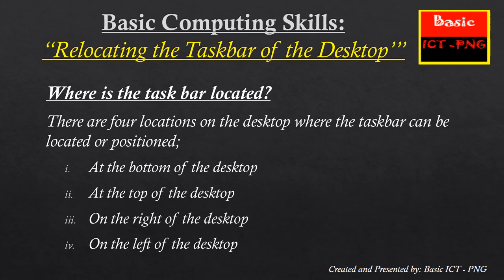The next thing we need to know about the taskbar is to know the location of the taskbar. Well, there are four locations on the desktop where the taskbar can be located or positioned. It can be either at the top of the desktop, at the bottom of the desktop screen, on the right of the desktop screen, or on the left.